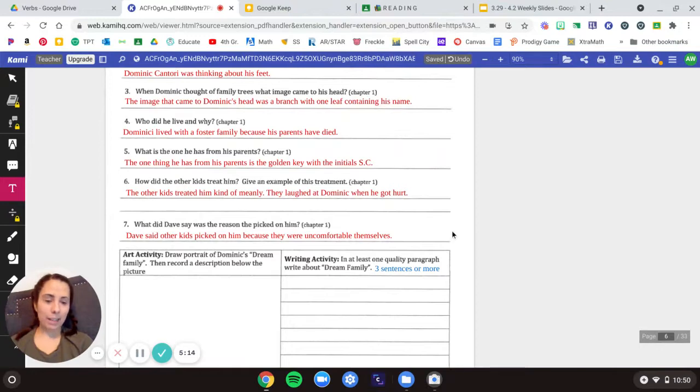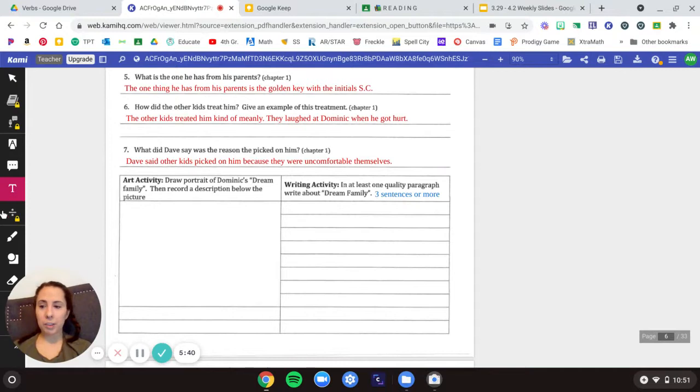I went back and I looked through chapter 1 to find where he says that. Well, he says that on page 7. Dave always told him kids did that because they were uncomfortable themselves. So I'm literally finding my answer straight from the book, 4th grade friends. Use it as a tool so you know you can get the right answers. Find it in the spot. Don't guess.